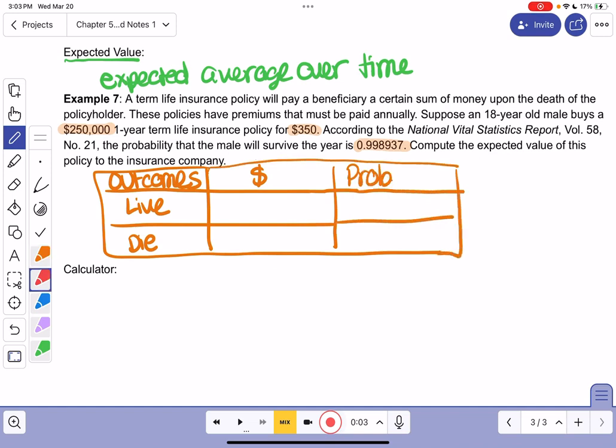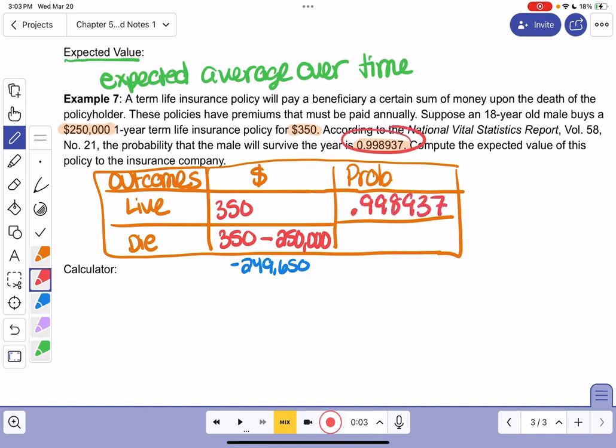He pays them $350 regardless of whether he lives or dies. The company makes $350. If he dies, they also pay out $250,000. So we would subtract that and get negative $249,650. So they still brought in that money, but they paid it out. So if he lives, they make $350. If he dies, they lose $249,650.